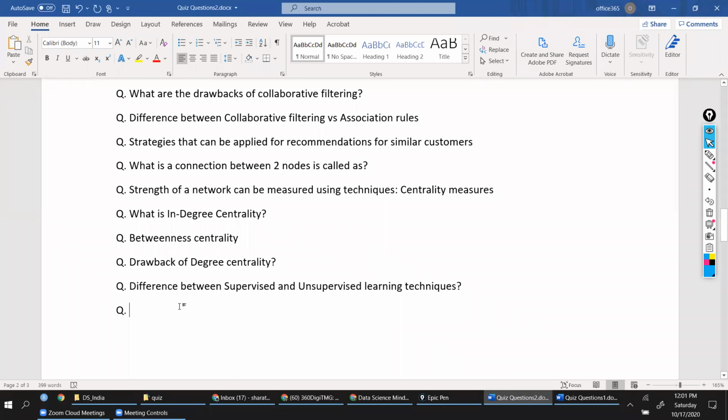Next, when we talk about supervised learning, what are the variations of these supervised learning techniques? In supervised learning techniques, I'm talking about the variations.